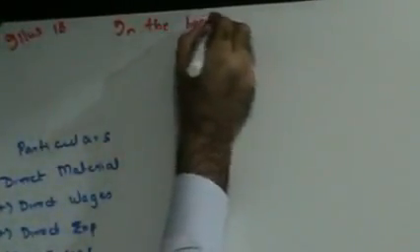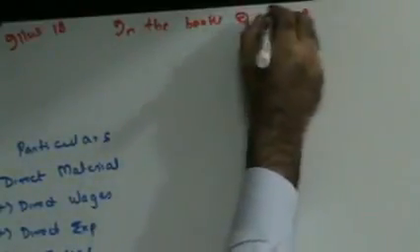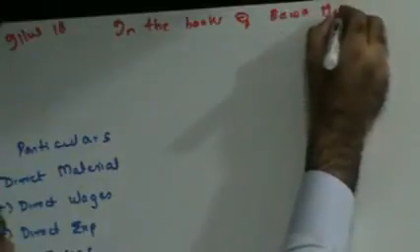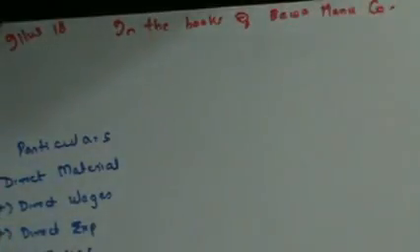I'm Sunil Nirvani and today we'll be doing this chapter called Cost Reconciliation Statement. We're doing illustration 18 today, in the books of Baba Manufacturing Company. Cost sheet.